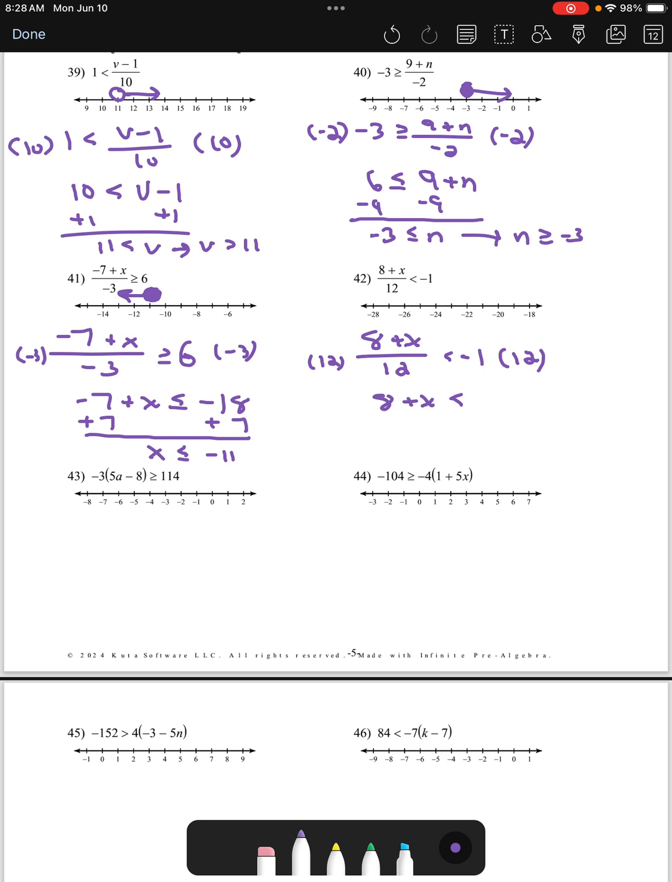In number 42, we're going to start by multiplying by 12. That gets us 8 plus x. We maintain the less than. The fact that the 1 is negative does not matter. We're multiplying by positive 12, so we leave the inequality symbol alone. Negative 1 times 12 is negative 12. Now we subtract 8 from both sides to get x is less than negative 20. Negative 20 is right there, and we don't fill it in. We have an arrow to the left.